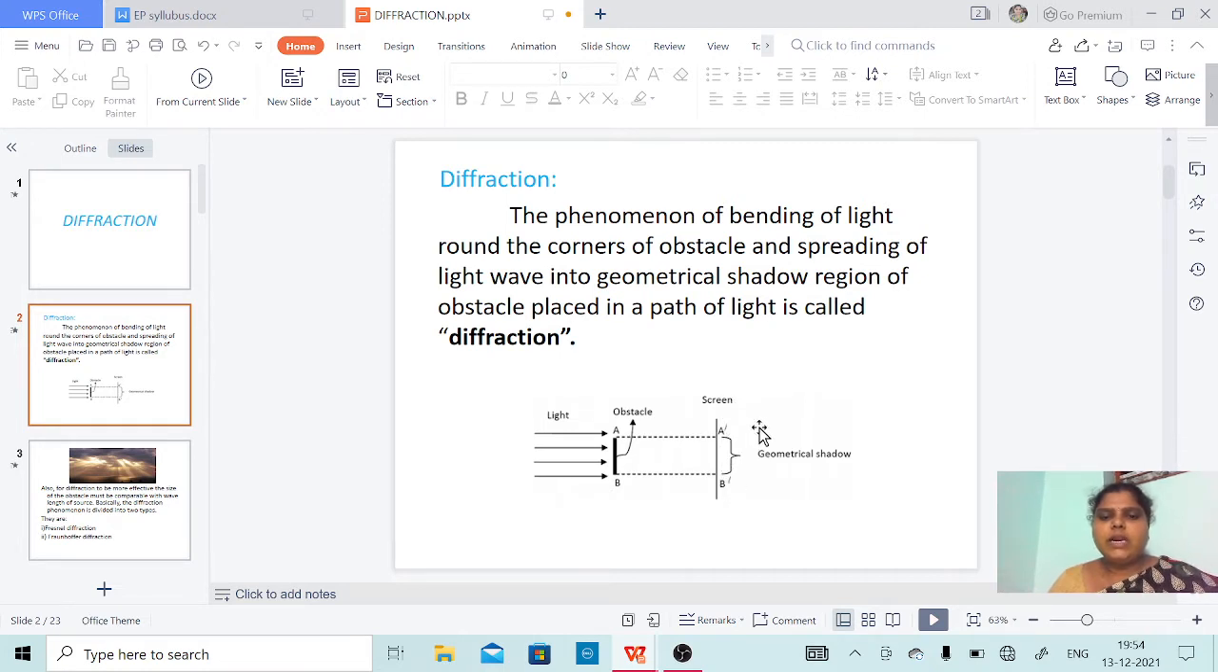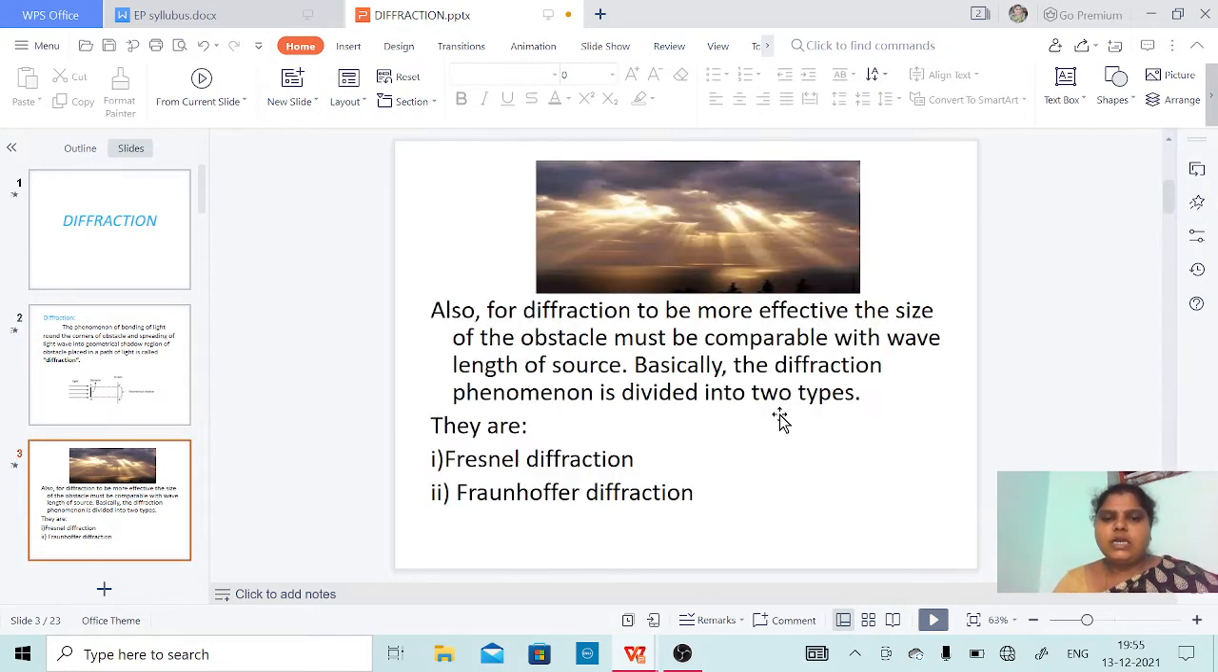So simply, the bending of light around the corners of an obstacle and spreading of light wave into the geometrical shadow region of the obstacle placed in the path of light. We are placing an obstacle in the path of a light, so the light can be deviated. That means it can bend and travel towards the screen, and that is what we call the spreading of light. Okay, and next, see the general example for diffraction.